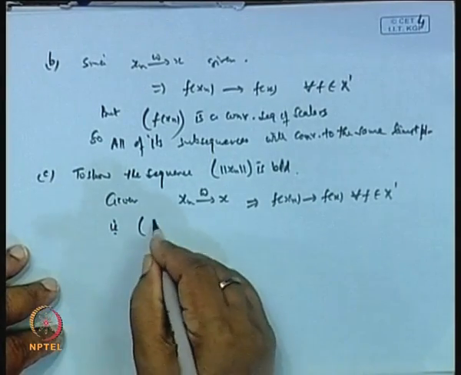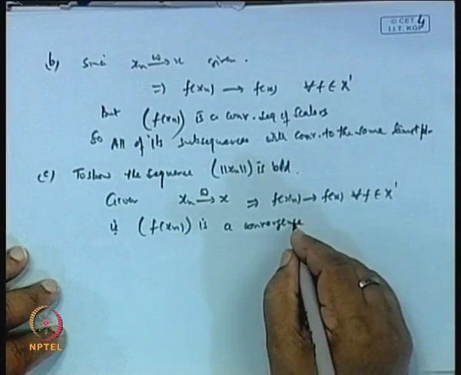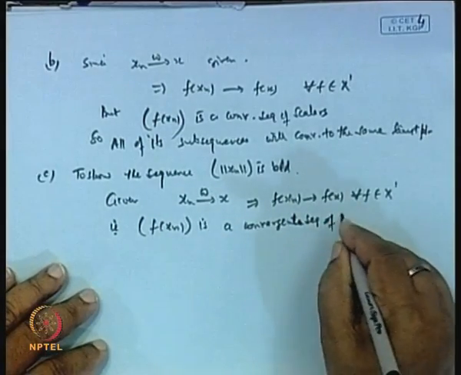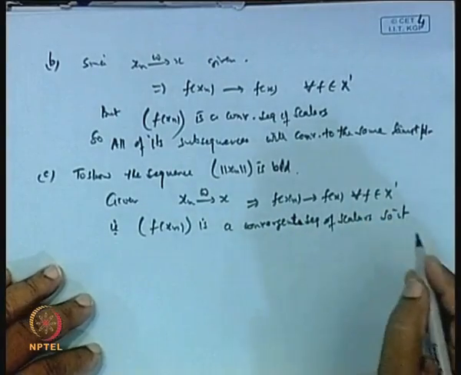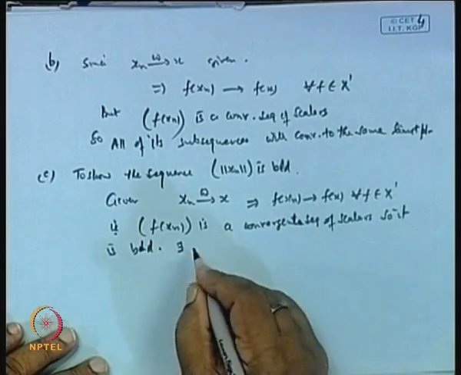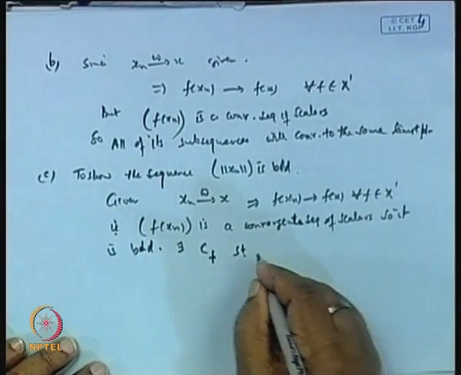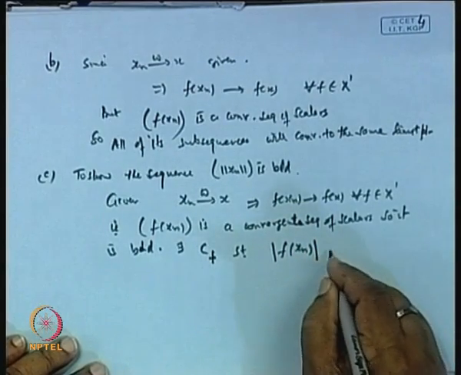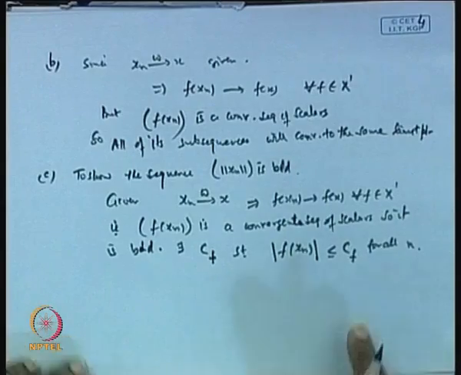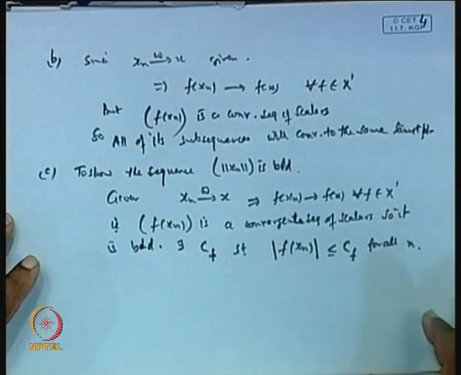It means the sequence f of x_n is a convergent sequence. Every convergent sequence of scalars is bounded. Therefore, there exists a constant C, which depends on f, such that mod of f of x_n is less than or equal to C_f for all n. This C will not depend on n, it will depend on f, because f changes, the corresponding constant will change. So, we get this one.